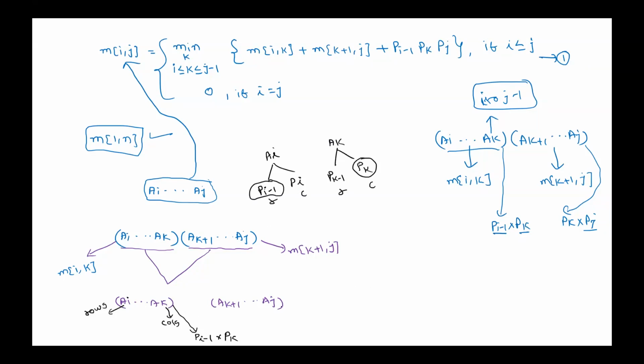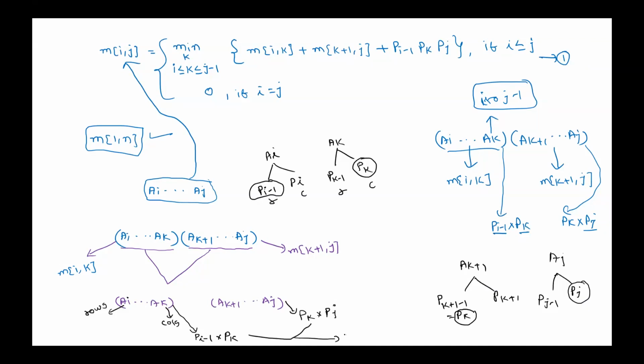Similarly, what is the order of A(k+1) to Aj? A(k+1) has p(k) rows. What is the order of Aj? p(j-1) by p(j). Now what is the order of A(k+1) to Aj? The number of rows here times the number of columns here, so it is p(k) by p(j). Now we need to multiply these two matrices.